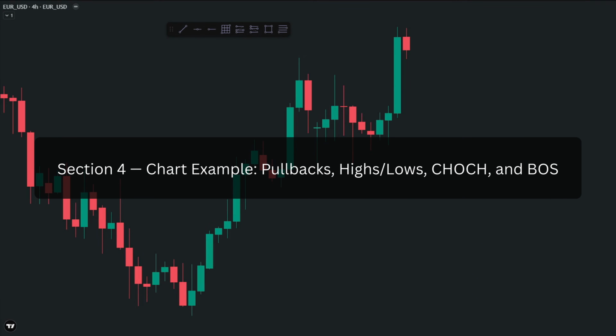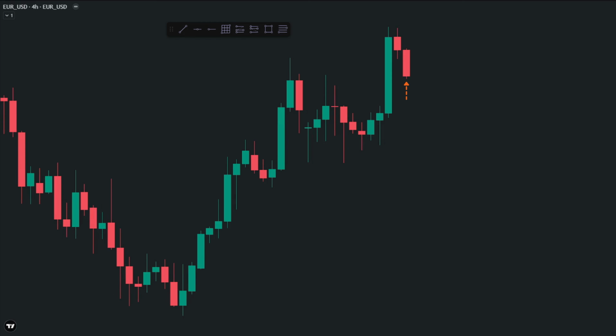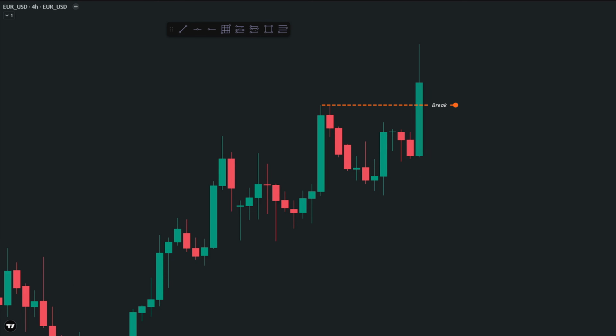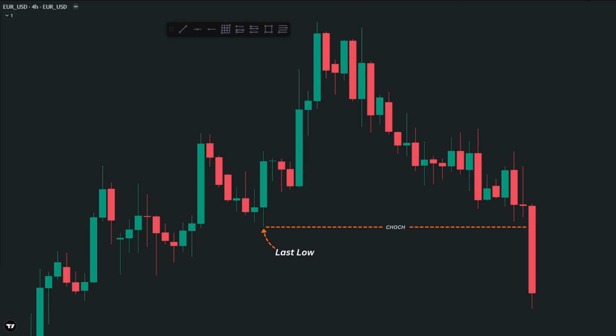Section 4. Chart example. Now let us bring everything onto a chart so you can see it in action. In an uptrend example, price forms higher highs and higher lows, creating a clean structure. Price then gives a pullback, and the point where price started moving down is the high. Next, price breaks the previous high with a candle close. The point where price started that upward move becomes the new low. This is where break of structure occurs. Then price breaks below the last low. This marks change of character, the first signal that the trend may be reversing.